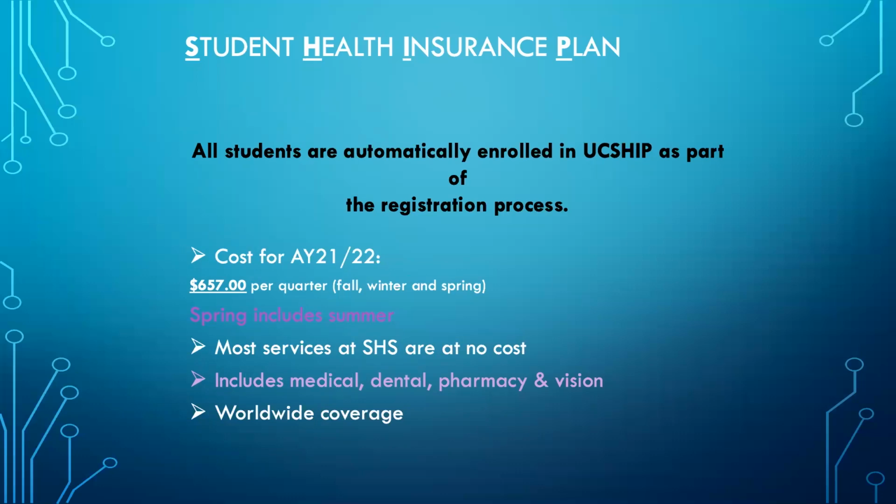We'll cover what the copays and coinsurance are under this plan, and the cost for this particular academic year will be $657 per quarter. That's charged 3 times for fall, winter, and spring, and the spring includes the summertime, so you have coverage all year round. If you wanted to look at it on an annual basis, it's $1,971 annually, and monthly it's $165 for some really great benefits.